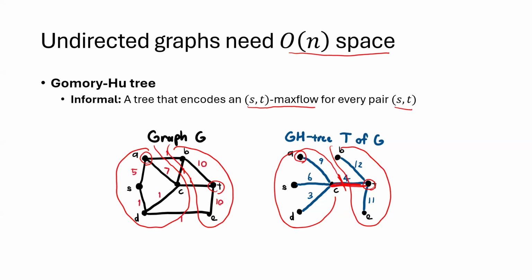So it's a good and nice structure. I will not talk about this today, but for an undirected graph, you have this tree, and this tree has n-1 edges, so you need n log n bits or something. So it's nice. There is this dichotomy between directed and undirected graphs.